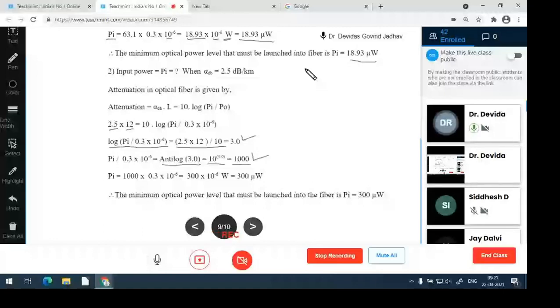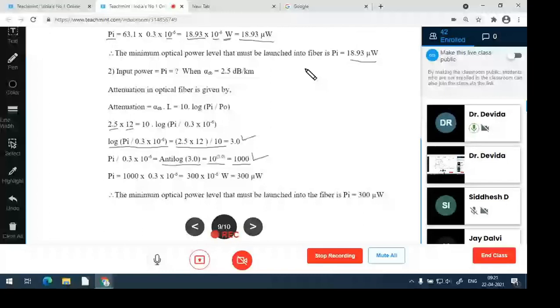10 raised to 3 is 1000, isn't it? Simple. 10 raised to 2 is 100, 10 raised to 1 is 10. So Pi upon 0.3 into 10 raised to minus 6 is 1000.